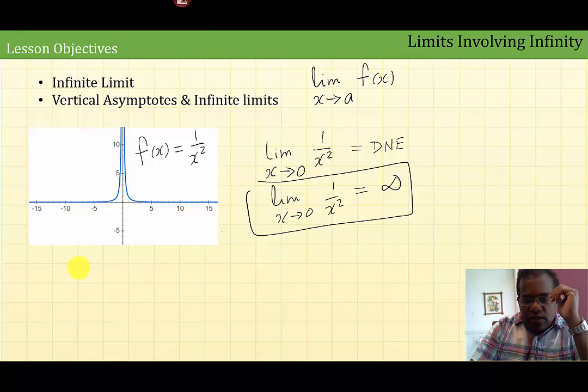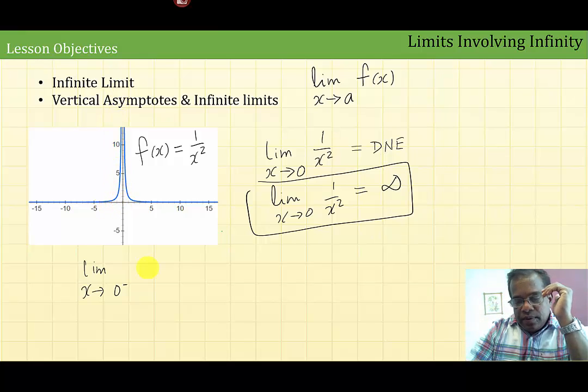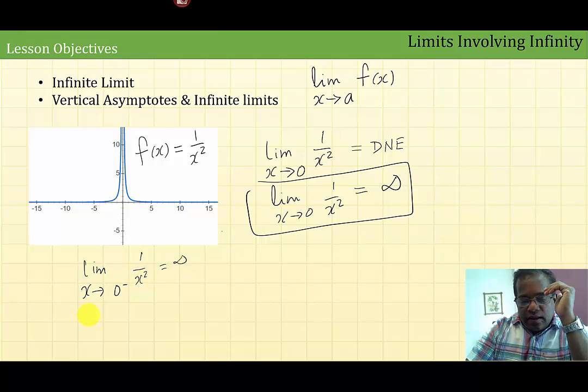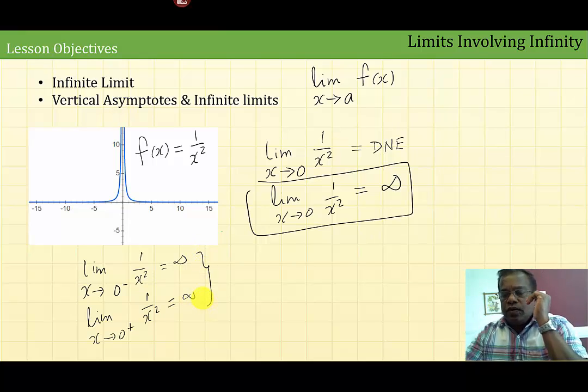Now in this one, if we find the limit as x approaches 0 from the left, it goes all the way up, so it is equal to infinity. And the limit as x goes to 0 from the right of 1 over x squared, just after 0, also goes all the way up, that is also infinity. So we're going to use this infinity symbol instead of saying does not exist in this situation.